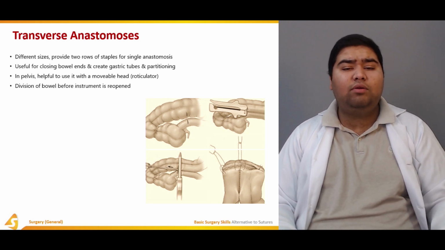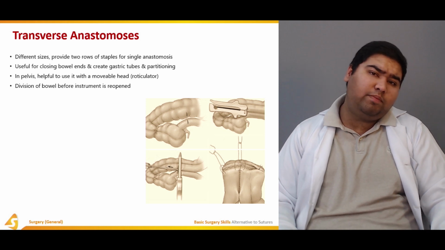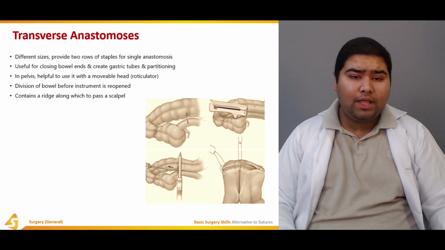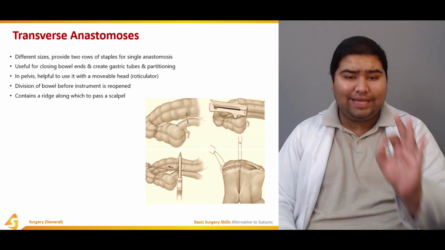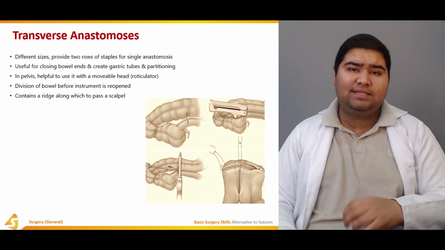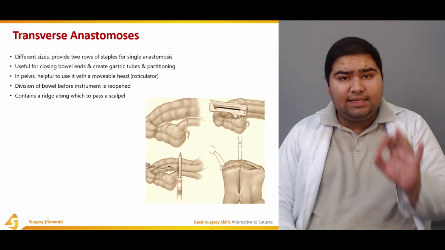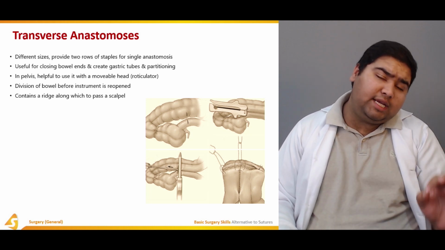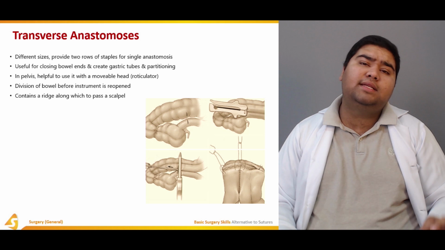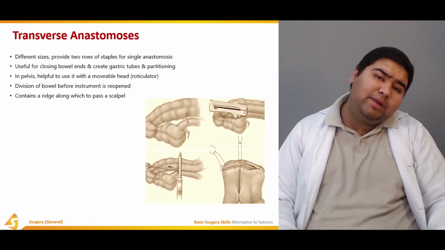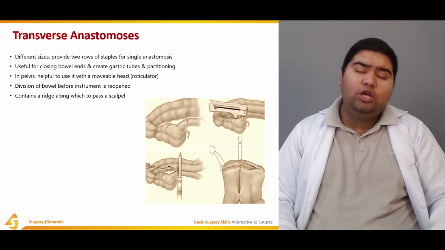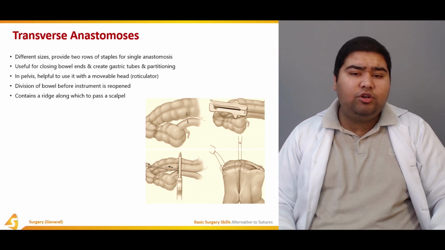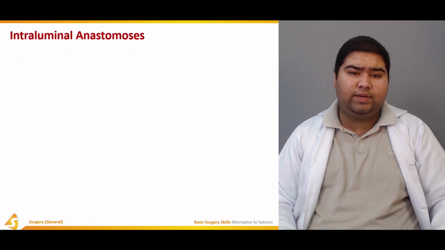Now division of the bowel is done before the instrument is reopened, because you cannot divide it afterwards. It contains a ridge along which you can pass the scalpel, and this ridge is useful for the division of the bowel. The reason for this ridge is for you to pass the scalpel and with that to divide the bowel. So the important thing is that you have to divide the bowel before you reopen the instrument.